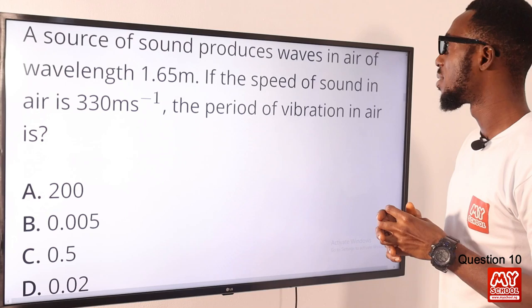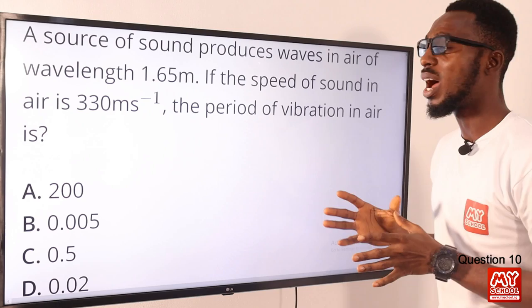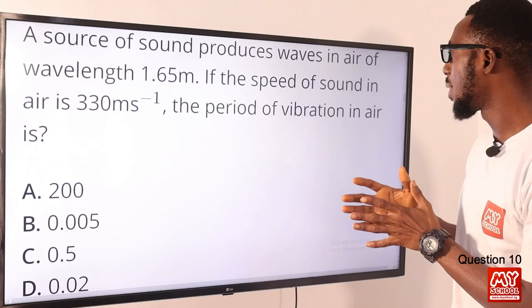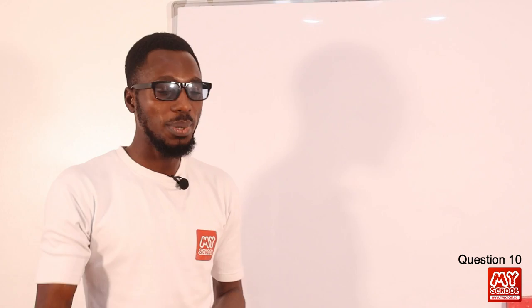10. A source of sound produces waves in air of wavelength 1.65 meters. If the speed of sound in air is 330 meters per second, okay, so the period of vibration in air is what? Okay, so we can actually go straight to the formula using wave period equals wavelength over the speed, or the velocity, as you want to put. But let's see how we derive this formula.